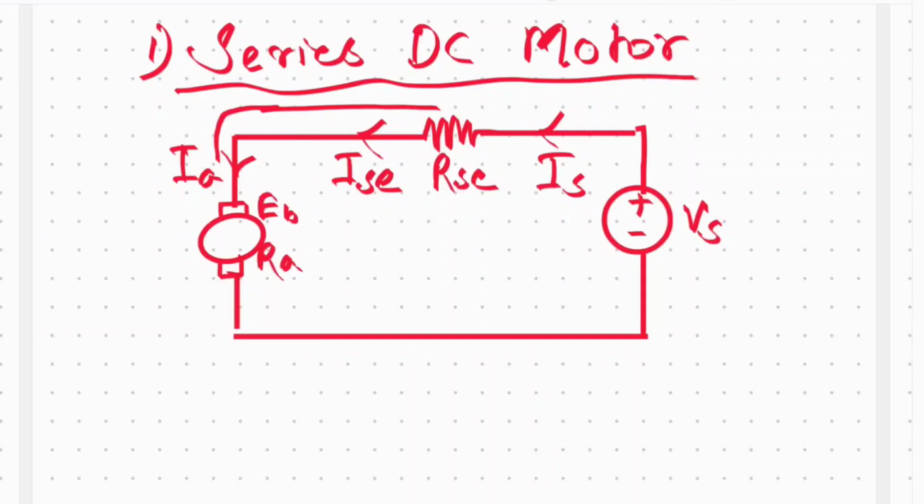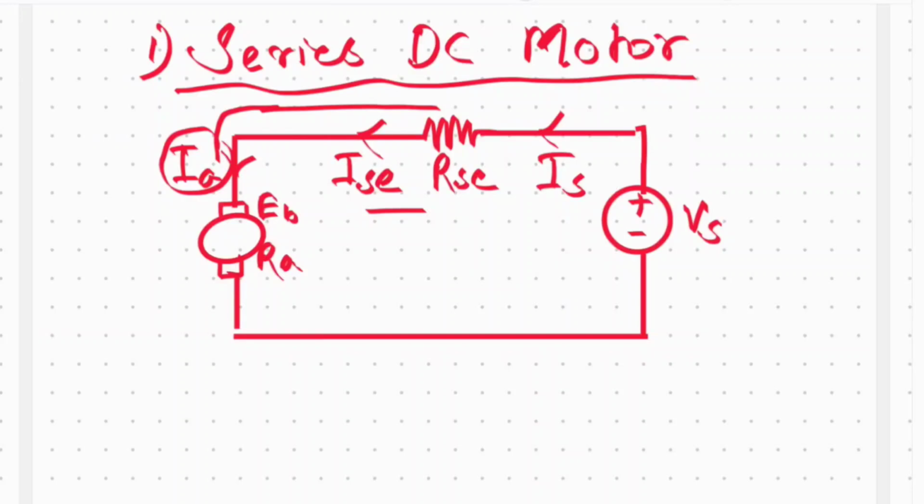In a DC series motor, the field winding carries the whole armature current. Thus, it is made of thick wire with a small number of turns, so that it possesses minimum resistance.